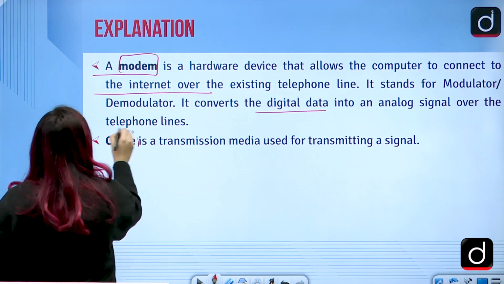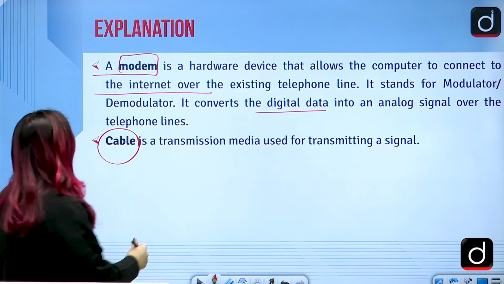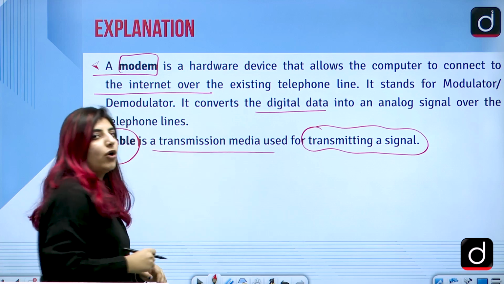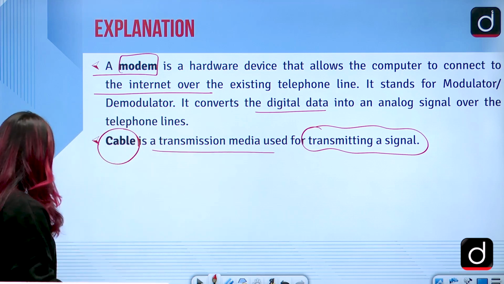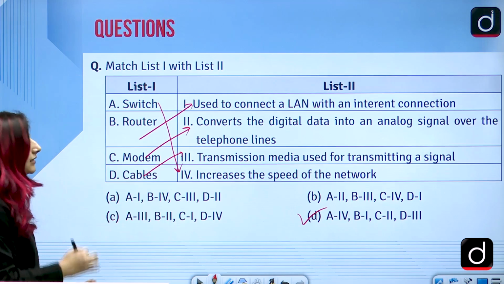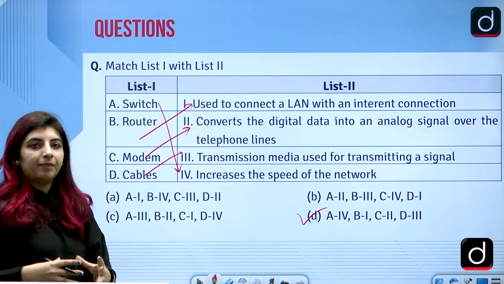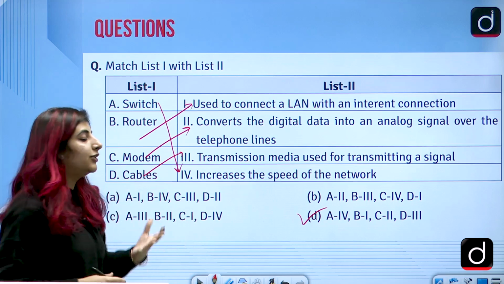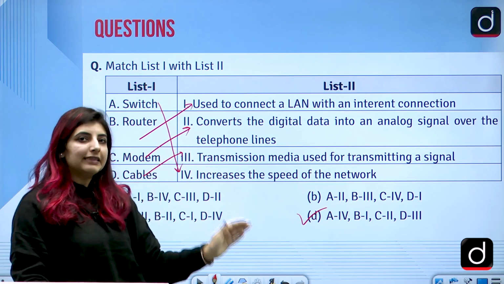Then we have cable. In simpler terms, what is a cable? A cable is a wire, a transmission media used for transmitting a signal. So, obviously, you need cabling when you want the internet connection to be there, correct? Even if we talk about wireless connections, the wireless connections also need a modem. Even if we have Wi-Fi at our homes, we are still connected using a cable. So, cable, transmission media used for transmitting a signal, correct?